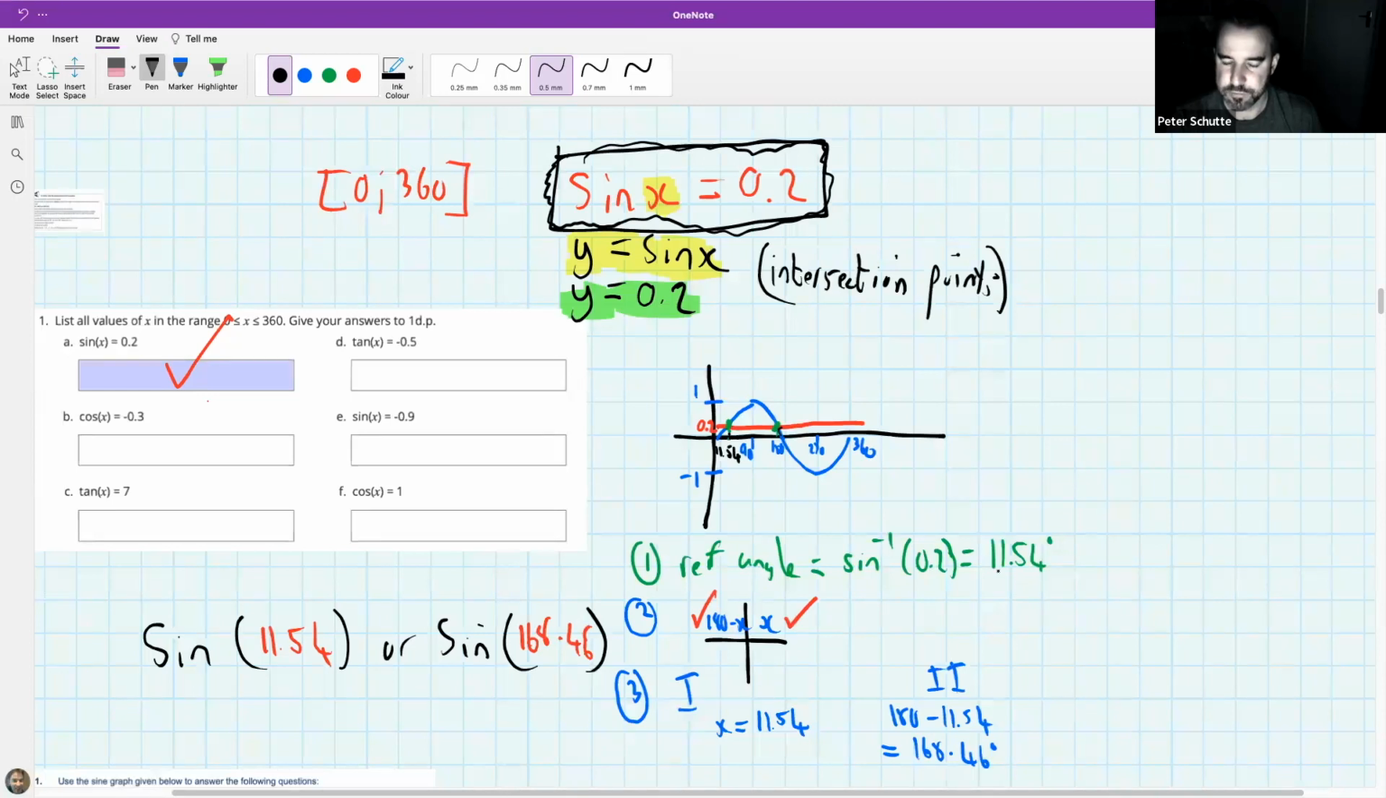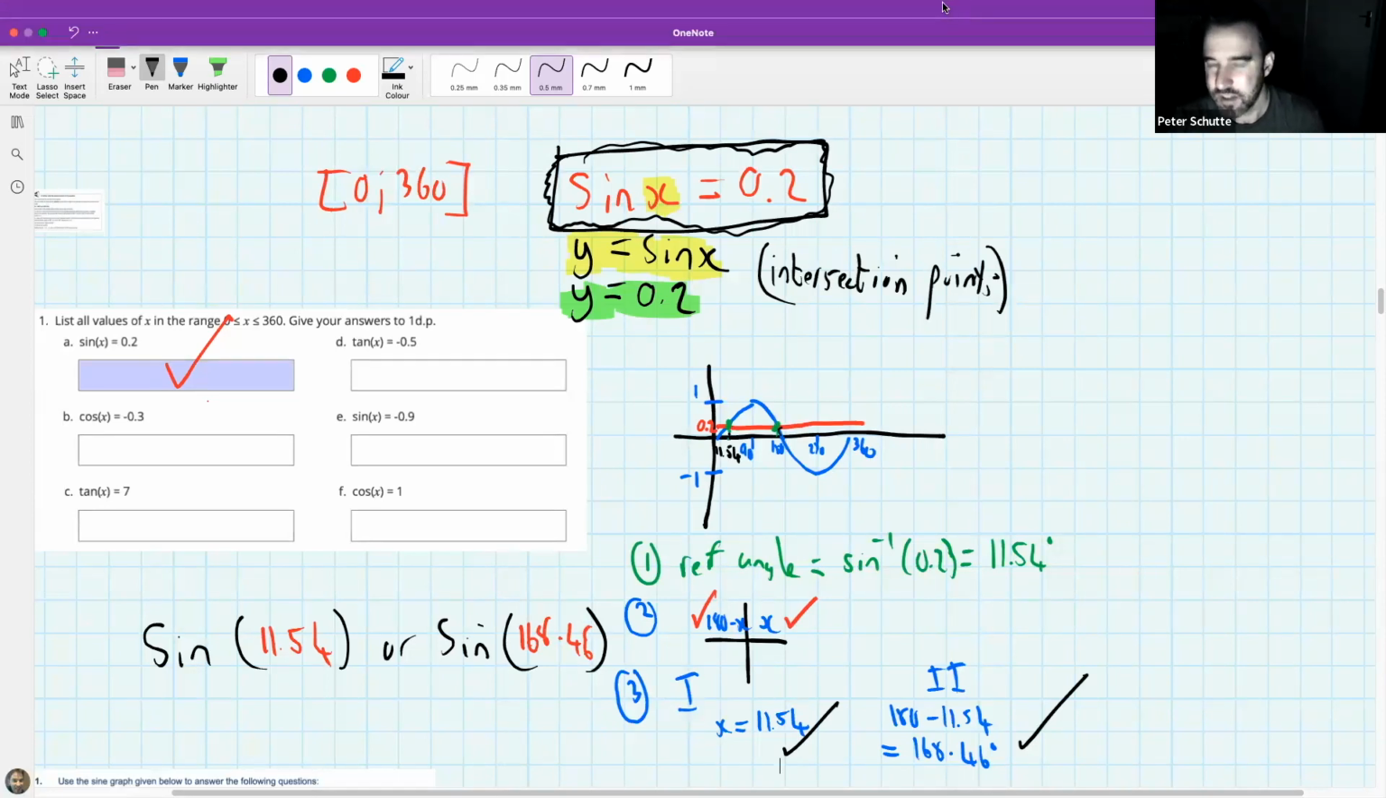And then I ask myself, in which quadrants is sine positive? It's positive in quadrant 1 and 2. What form do angles take on in quadrant 1 and 2? Well, that's x in quadrant 1, 180 minus x in quadrant 2. And so that should have been reference angle. So the first answer is just the reference angle. The second one is 180 minus the reference angle. And so then you've got your two answers. And what's more, these answers repeat themselves every 360 degrees.